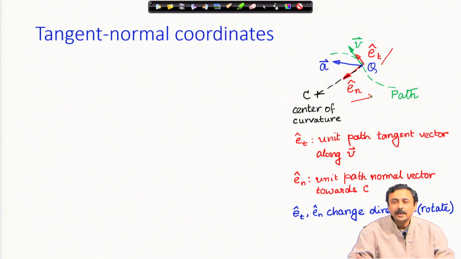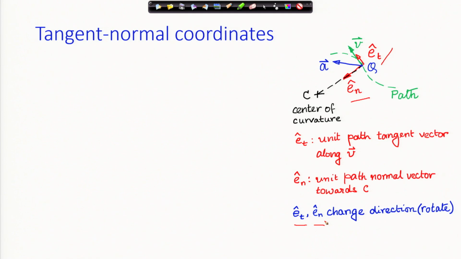E_n is normal to the path. Now, you can choose 2 normals, one away from C and one towards C. Here I am choosing towards C. In tangent normal coordinates we always choose E_n towards C. Now, you will realize as the particle moves, these vectors E_t and E_n will change. So, they will rotate, they will change directions. Their magnitudes will remain the same, they are unit vectors, so they will remain unit vectors.